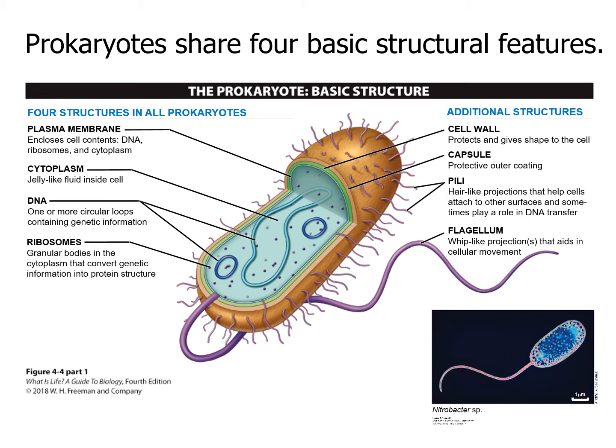Additional things that prokaryotes can have, but not all of them have this, are cell walls, a capsule, pili, which are going to be hair-like projections that help cells attach to other surfaces and sometimes play a role in DNA transfer. And sometimes they'll have a flagellum. A flagellum is going to be a whip-like projection or a tail that is going to help the cell in moving. Now, you've probably seen a flagellum before if you've ever seen a sperm cell. So a very classic looking sperm cell has a flagellum on the end. That's that little tail.